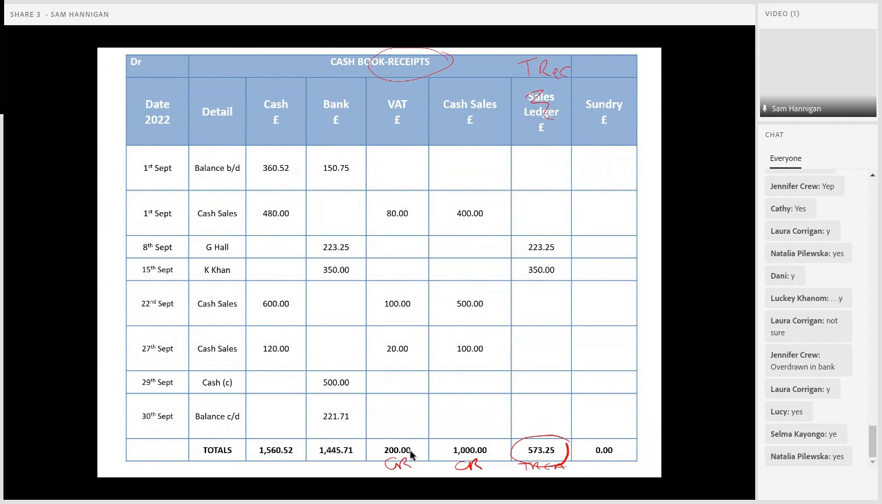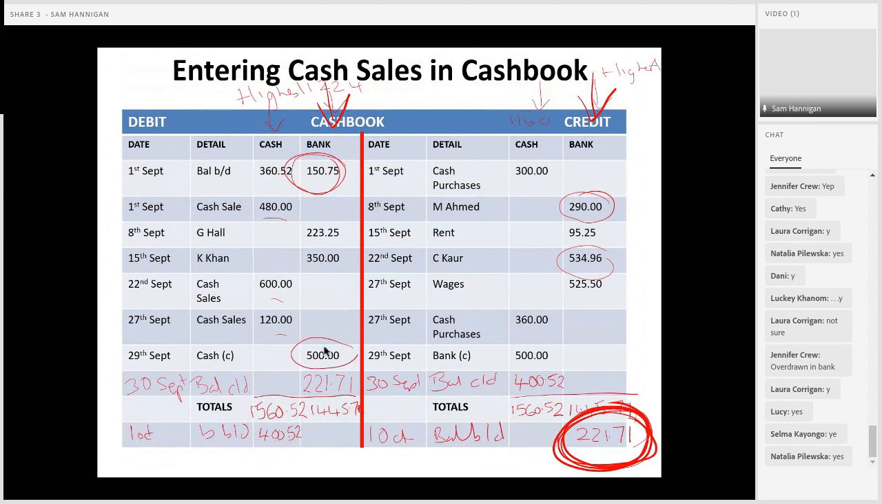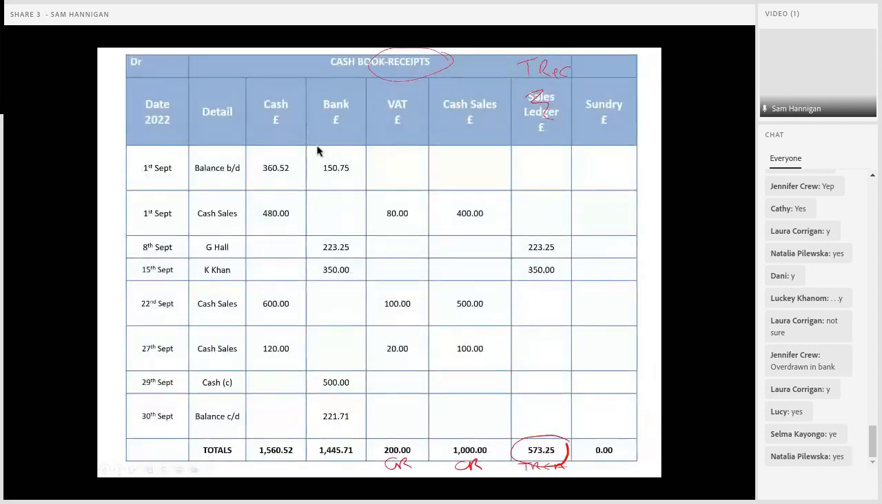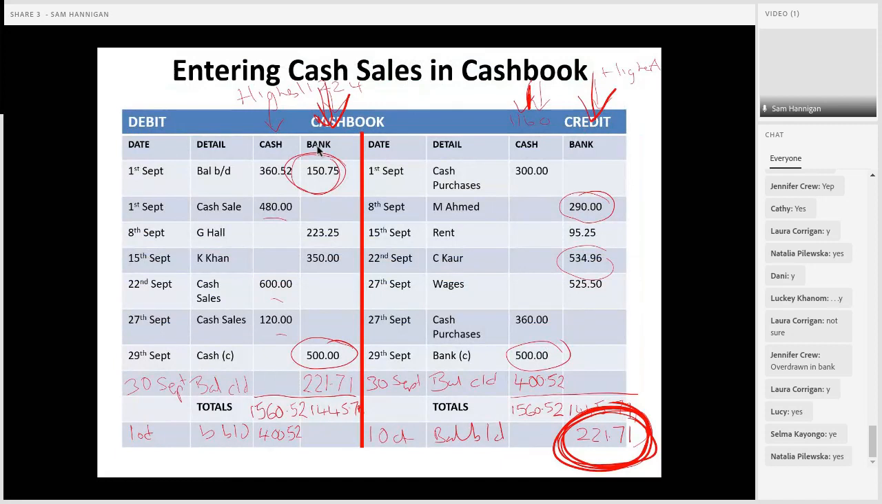Just going back to the previous slide. We don't do anything with this because the double entry is being done for you. Because what you've done is you've taken it out of the cash account and put it into the bank account. So there is no double entry to be done because you've done it. You've credited that account and you've debited that account. So don't think, oh, I've got to go and post it again, because you haven't. It's done. All we've done is instead of using two T accounts, we've just posted it in a cash book.